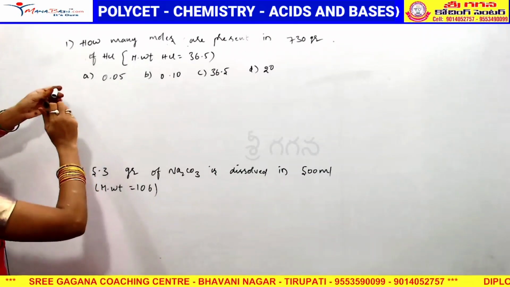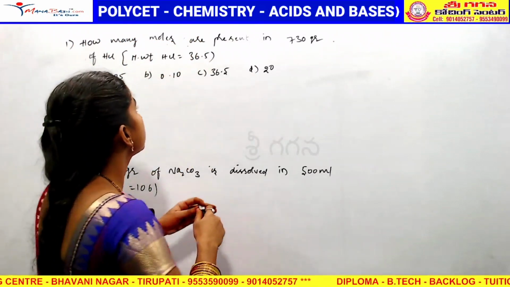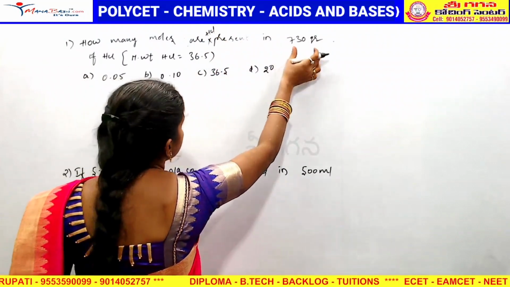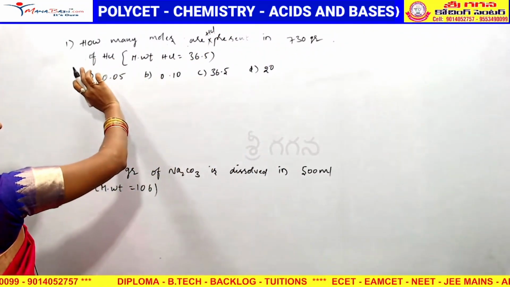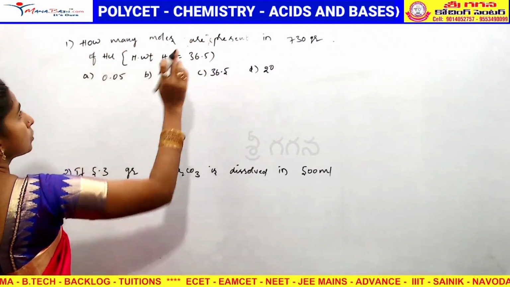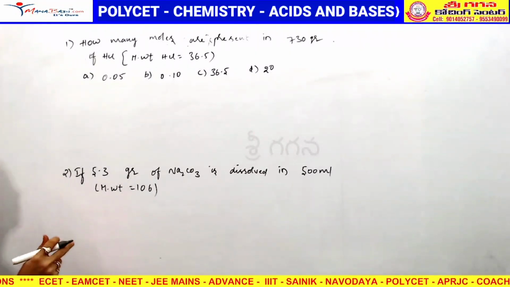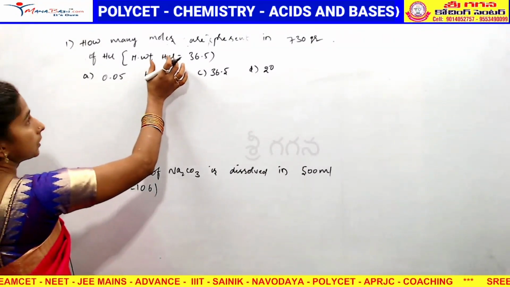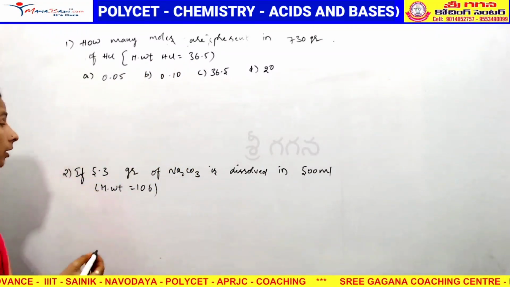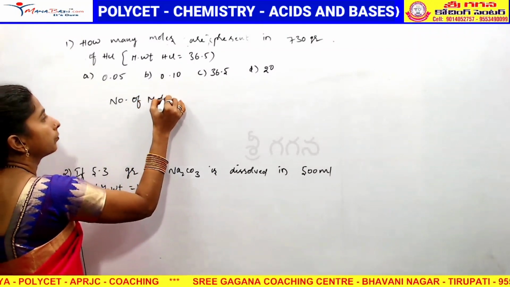Here, we need to calculate how many moles of HCl are present in 730 grams. No problem. How many moles are present in 730 grams of HCl? The molecular weight of HCl is given as 36.5, and options are given. What is the number of moles formula?